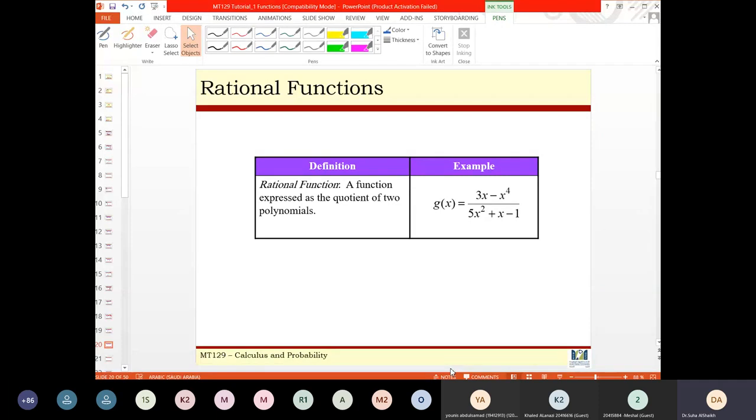We have what we call rational functions. Rational means fractions, things that have fractions. When I say I have a rational function, it means it's a function that has a polynomial divided by a polynomial. This is an example. I have two polynomials. It's a quotient of two polynomials. This is what we call a rational function. This is a special type of function.